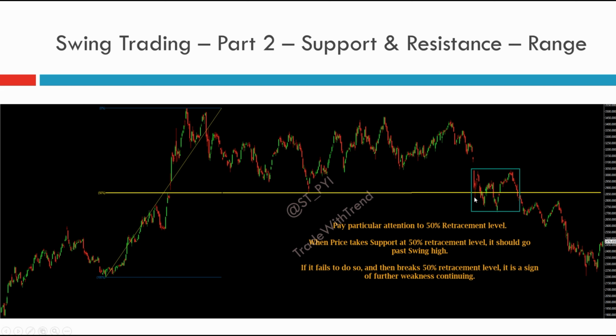But look at this struggle at the 50% retracement line. So what is happening here is that at the 50% retracement level, there is a lot of fight going on between buyers and sellers, and eventually sellers overpower buyers and price steadily moves down.